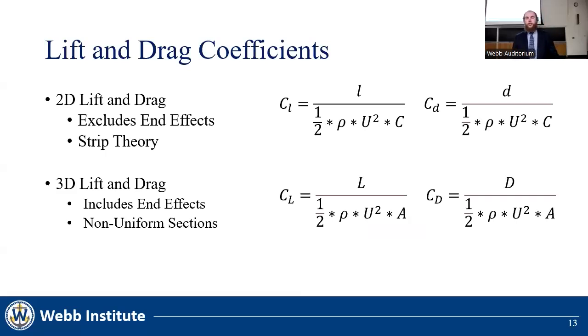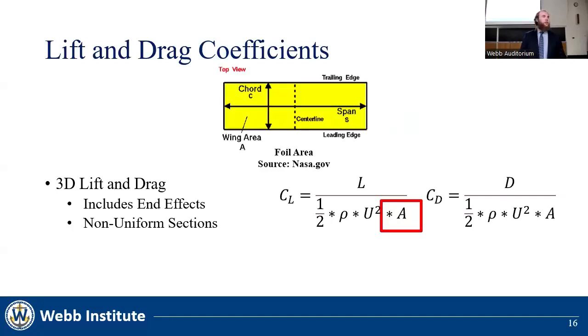3D lift coefficients include end effects and allow for the non-dimensional analysis of foils that have non-uniform sections. The 3D formulation is much the same as the 2D. However, where the 2D formulation uses the model chord, the 3D coefficients use the projected area of the foil, which is the product of the mean chord and the mean span.